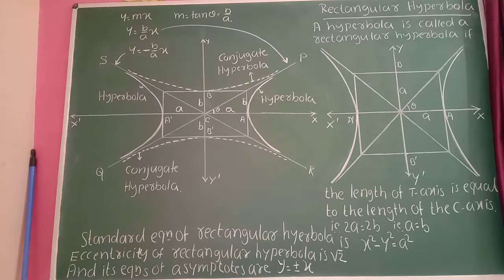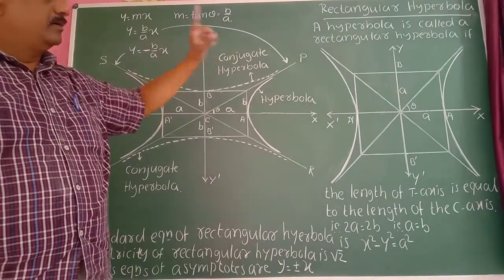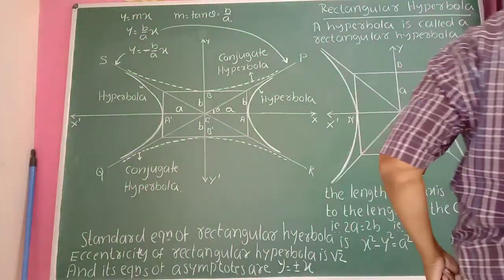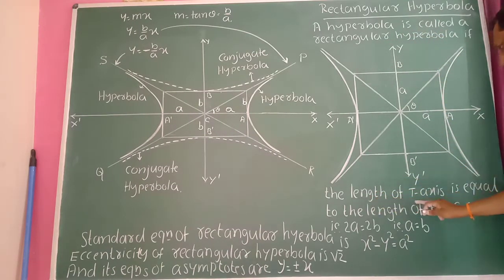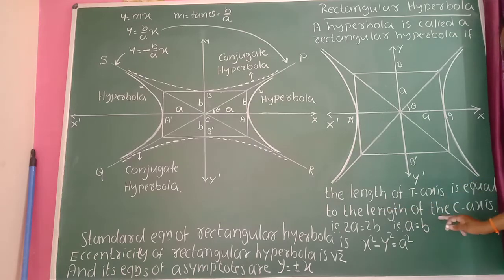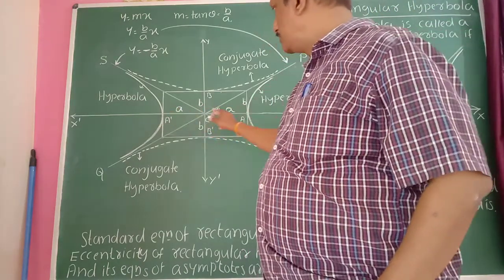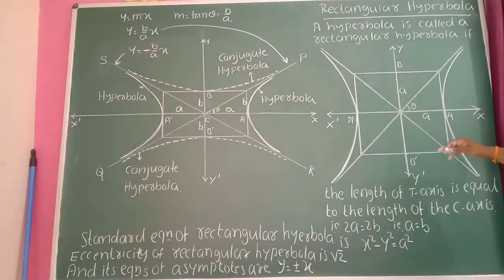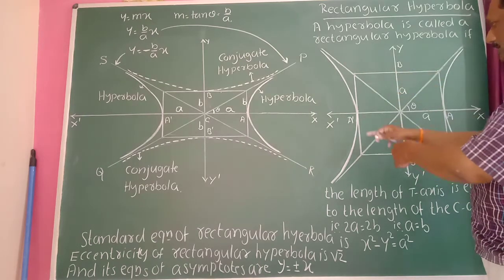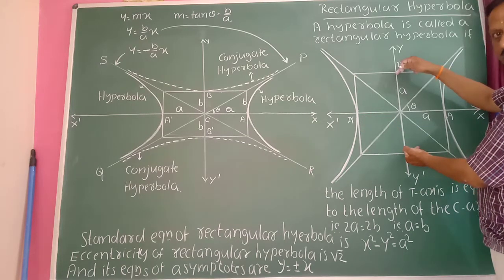So next one here, rectangular hyperbola. It is simply a hyperbola. A hyperbola is called a rectangular hyperbola if the length of the transverse axis is equal to the length of the conjugate axis. In this case, the length of the transverse axis is 2a and the length of the conjugate axis is 2b. You just observe in this diagram, this is a unit here, this is also a unit here. Means it is a square here. Yes, the length of the transverse axis is equal to the length of the conjugate axis here.